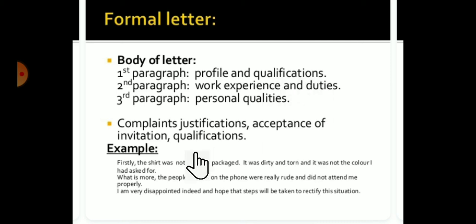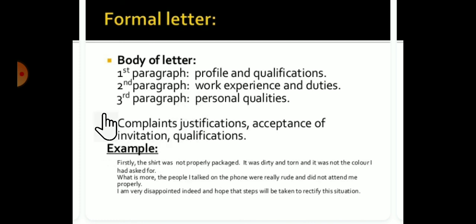All right, then in the second paragraph you have to write your work experiences and duties, what you are working on now, what your duties and hobbies are. Then comes the third paragraph where you have to write your personal qualities, and if you are complaining about something, then you have to write its quality about the matter. This is how the body of the letter is divided into first, second, third.